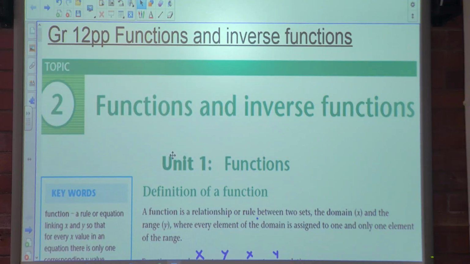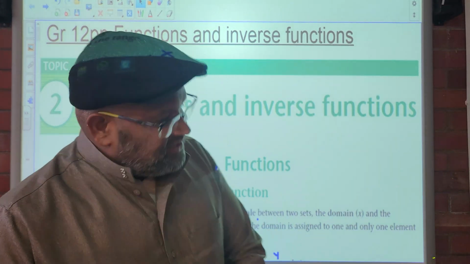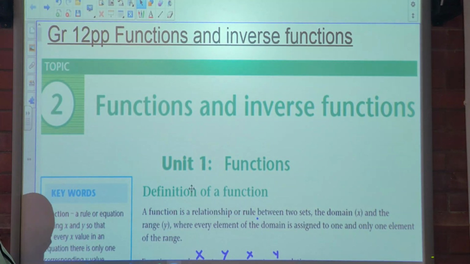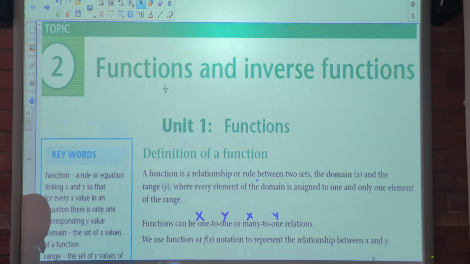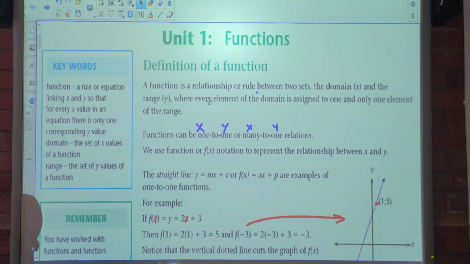So today we're looking at functions and inverse functions. As we know, we try to keep these lessons as short as possible. So if you want this whole explanation here, you can find it in the description box below under full lessons. Okay. So we're looking at functions and inverse functions.